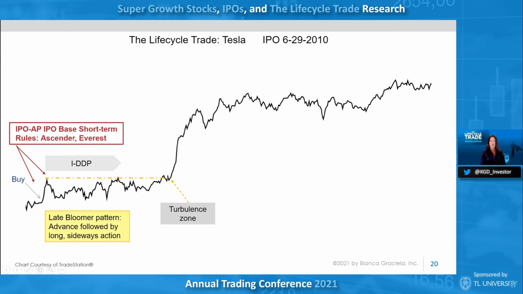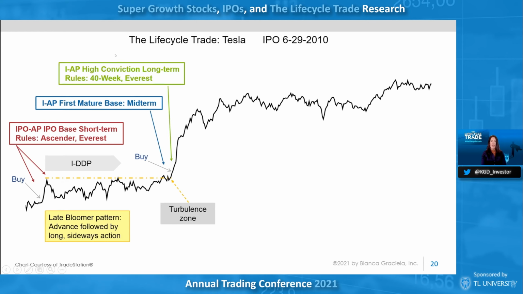So we have two short-term rules that we created, Ascender Rule and Everest. And I'm going to explain those in a little more detail in a second. And then we also looked at some rules to really capitalize on this institutional advanced phase: the midterm rule, and also a 40-week rule, which for those of you that know me, I like that rule. And also the Everest rule could be applied in this situation, which I'll talk about in a second.